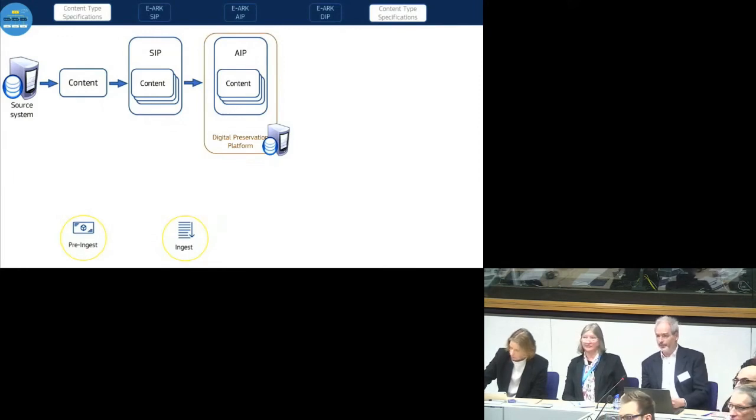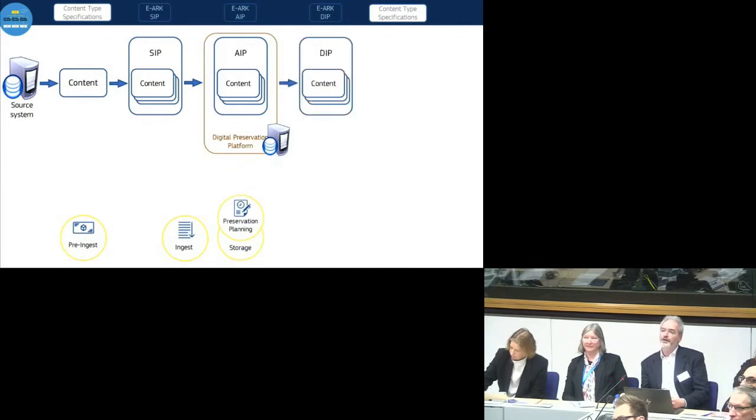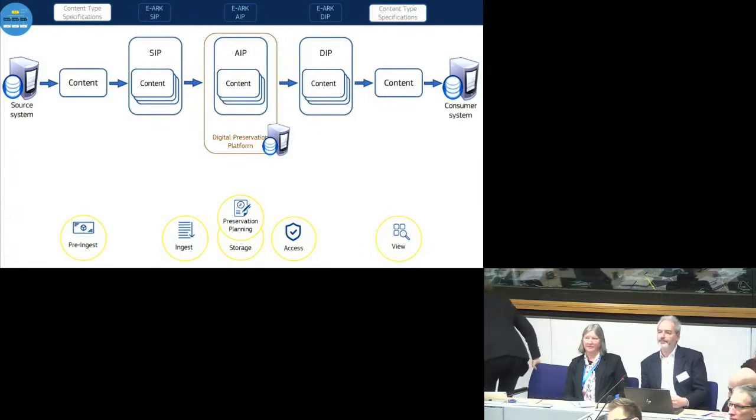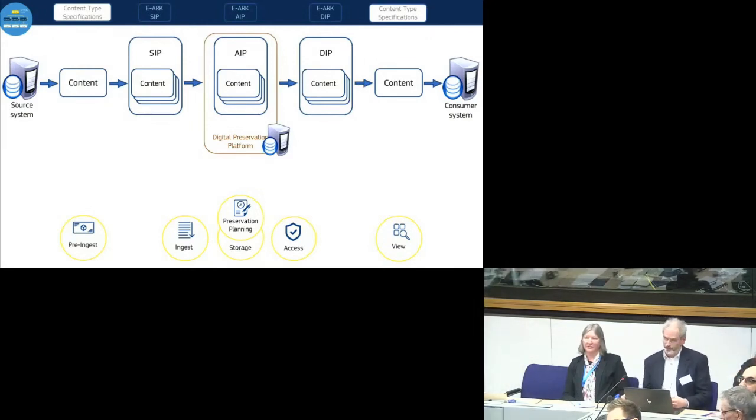If someone wants to reuse the data, then we create the dissemination information package and give access to the user, the consumer of this data, and the user can visualize the content with a viewer corresponding to the content type within the package. So this is our stage with all the phases of archiving, digital archiving below, and the specifications the e-archiving building block provides at the top, the content type and the package specifications.